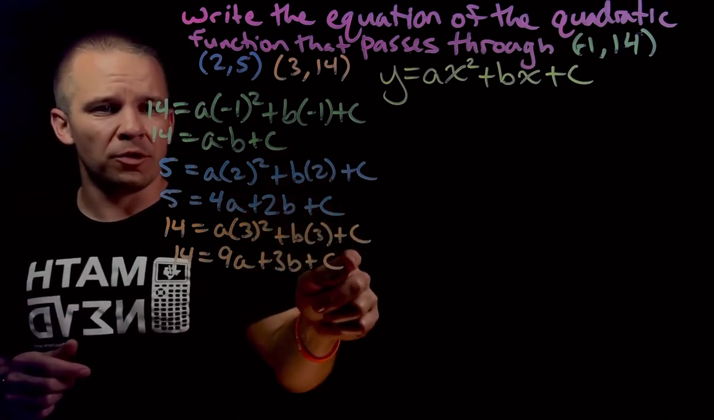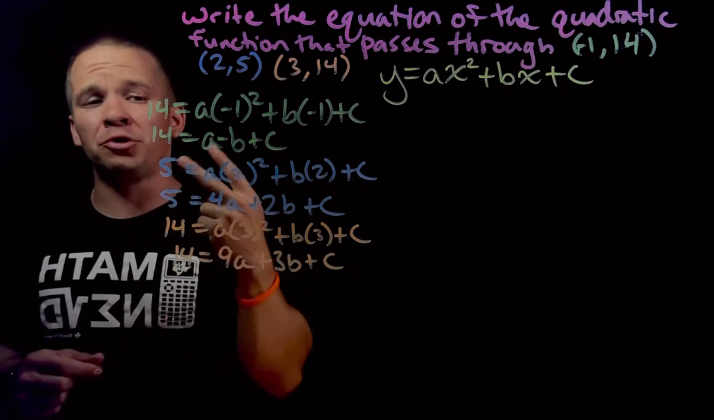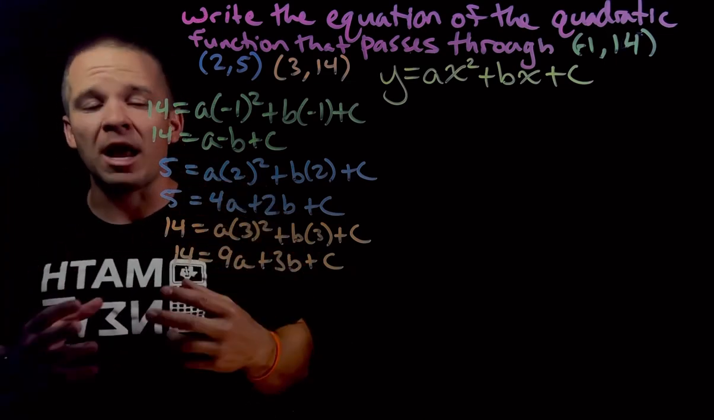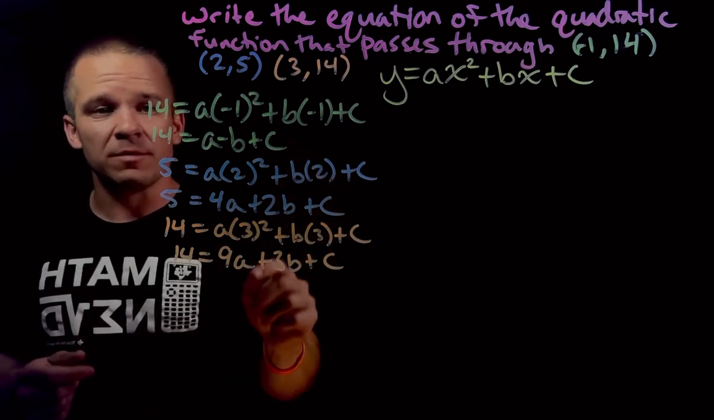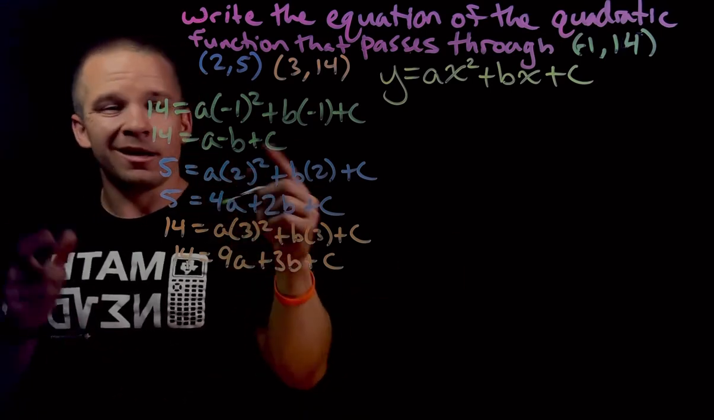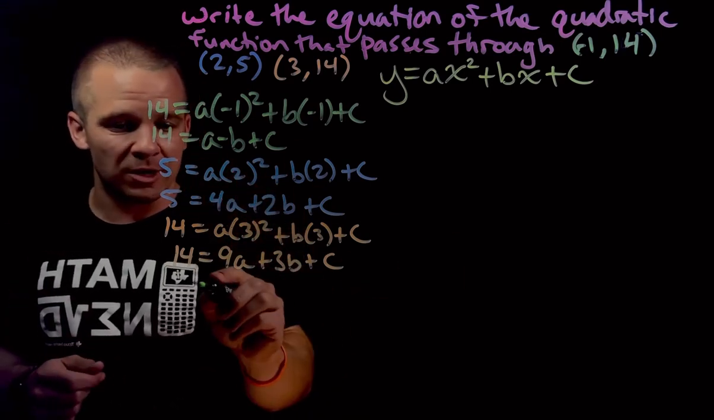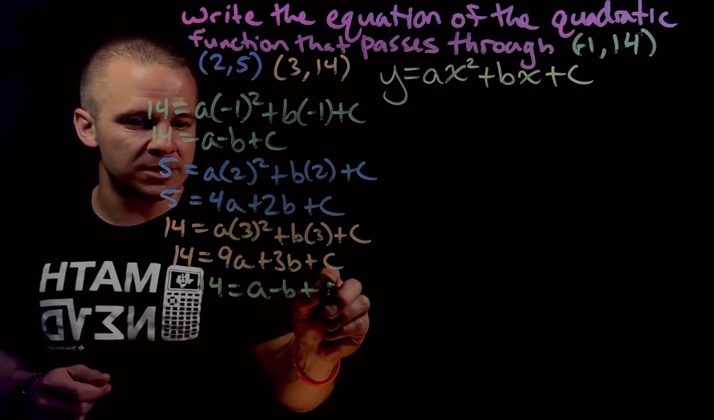1, 2, 3. I'm going to take 2 of them. It doesn't matter which 2 we pick, but we got to put 2 of them together, and we're going to try to eliminate one of my variables. The easiest one to eliminate right now is going to be c. So I'm going to take that green one up top there. I'm going to have 14 equals a minus b plus c.